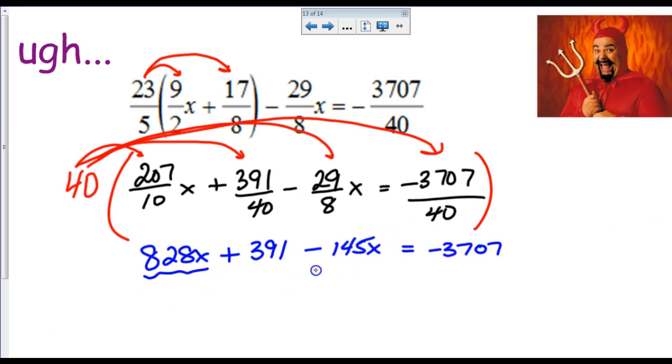So I'm going to combine these like terms. And what do I end up with? I think I already did that. 683x. I'm going to go ahead and subtract this 391 over. Being in pre-calc does give you the option of scrimping a little bit on your work as far as doing multiple steps at one time. I'm okay with that. Gosh, that's negative 4098.